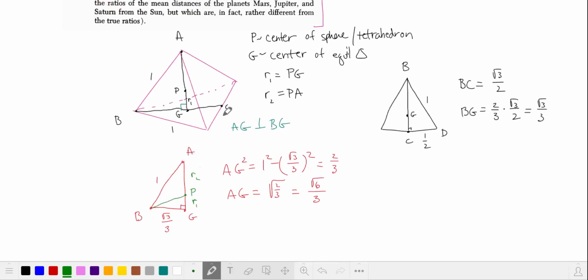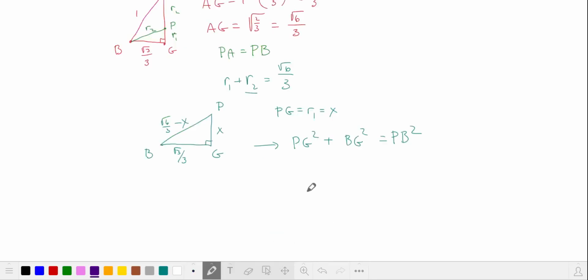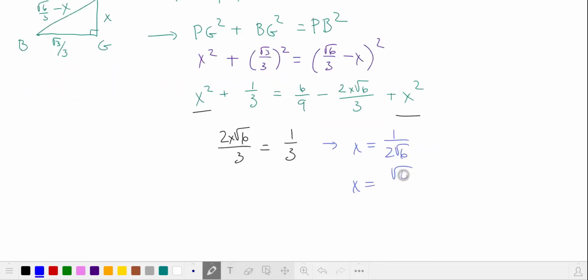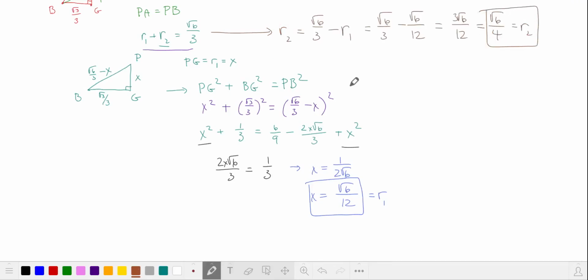Since the radius of our bigger sphere intersects all the points of our tetrahedron, the distance from P to A is the same as the distance from P to B. That's also R2. Let's just call PG x. And since PB is R2, we'll call this √6/3 minus x. And now we can use the Pythagorean theorem again, and we'll substitute. Let's combine like terms and solve for x. So x is √6/12. And this is the radius of our smaller sphere. Let's find R2, the radius of the larger sphere, by using this equation. So we get R2 is √6/4. Finding the ratio of R1 to R2, we get 1 to 3.